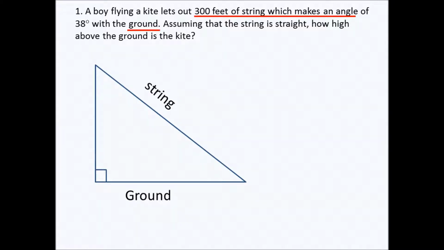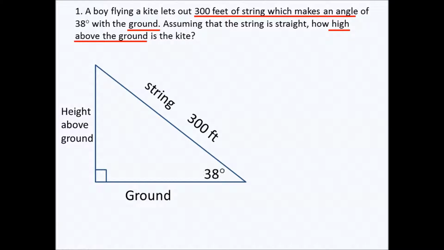Next, we're asked to find how high above the ground the kite is. So this part of the triangle represents the height above the ground. The next step is to label the triangle with the values. We're told that the string is 300 feet long. Next, we're told that the ground and the string make an angle of 38 degrees. And we're asked to find the height above the ground, so we're going to let x represent the height above the ground.